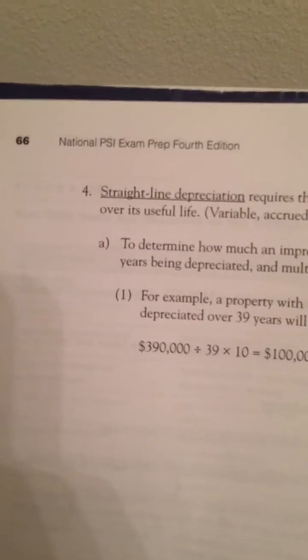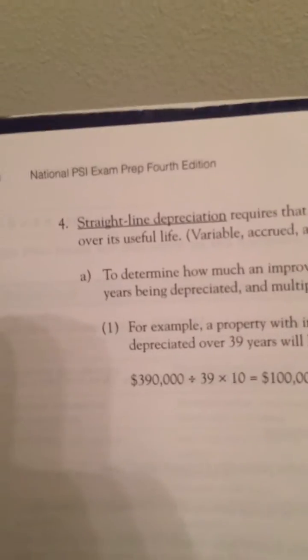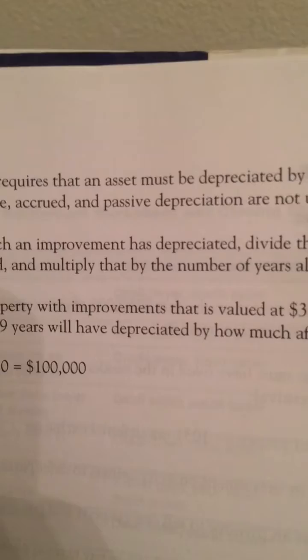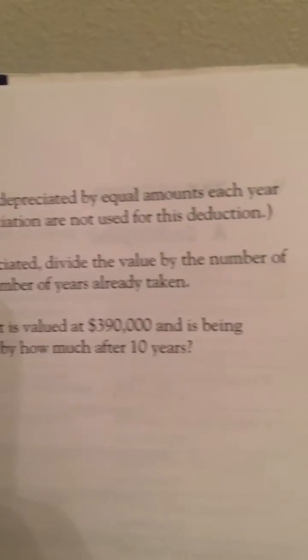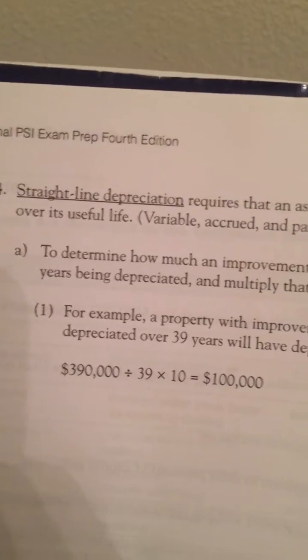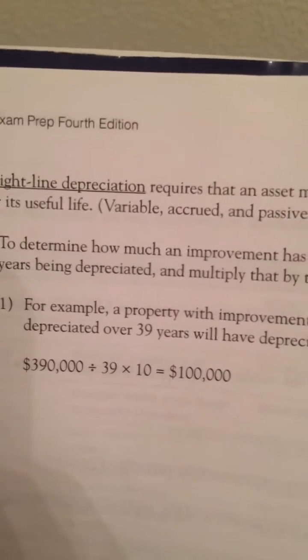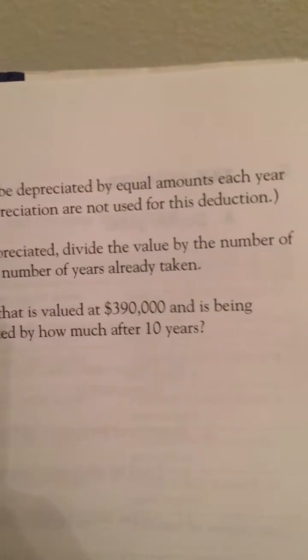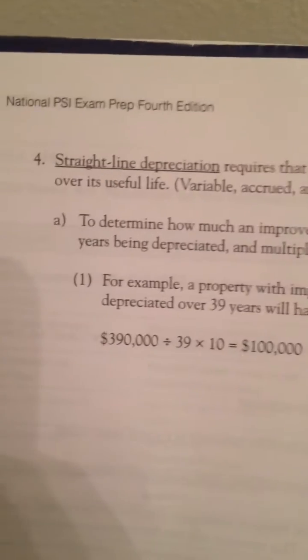National PSI Exam Prep, page 66. Number 4. Straight line depreciation requires that an asset must be depreciated by equal amounts each year over its useful life. Variable, accrued, and passive depreciation are not used for this deduction.